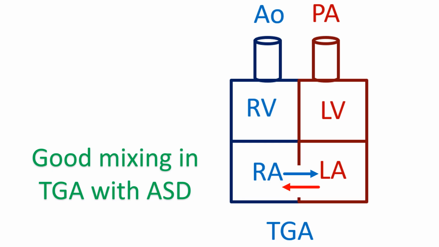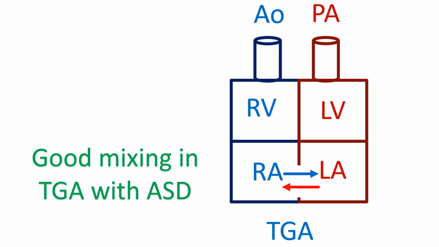In transposition of great arteries, systemic venous return is pumped back into the body without being sent to the lungs for oxygenation. Blood returning from the lungs is pumped back into the lungs. Thus, systemic and pulmonary circulations are in parallel, unlike the normal series relationship.